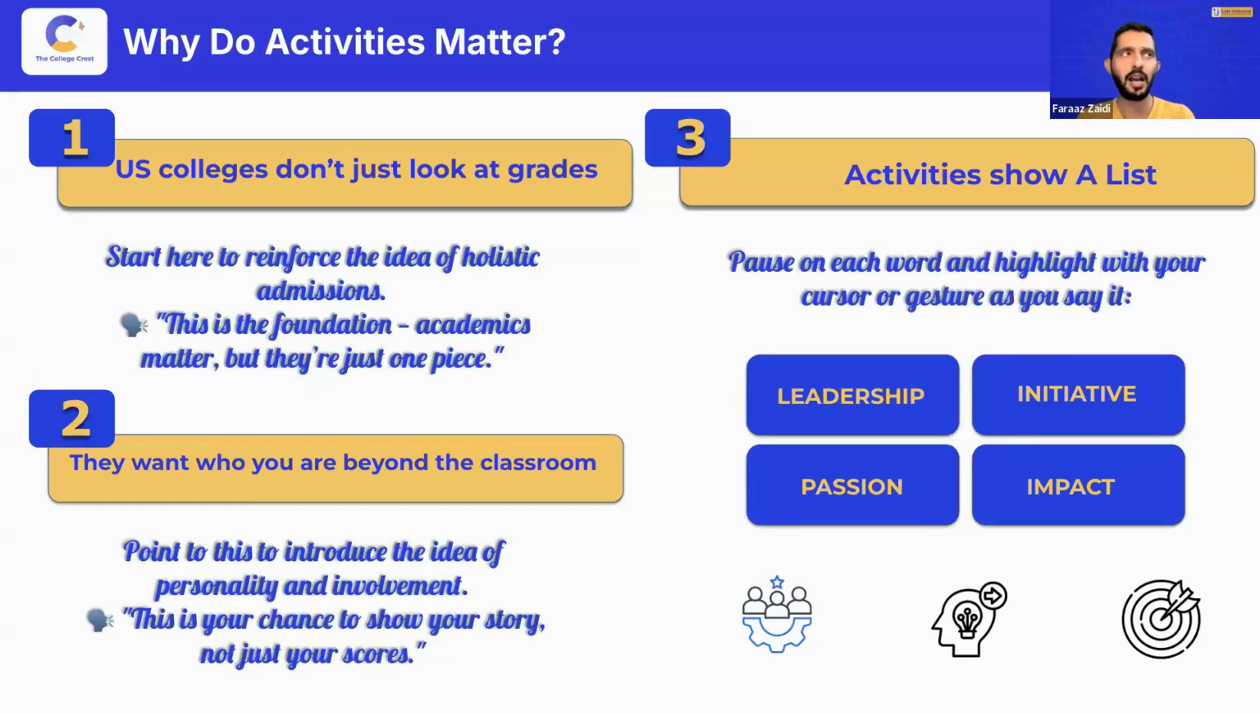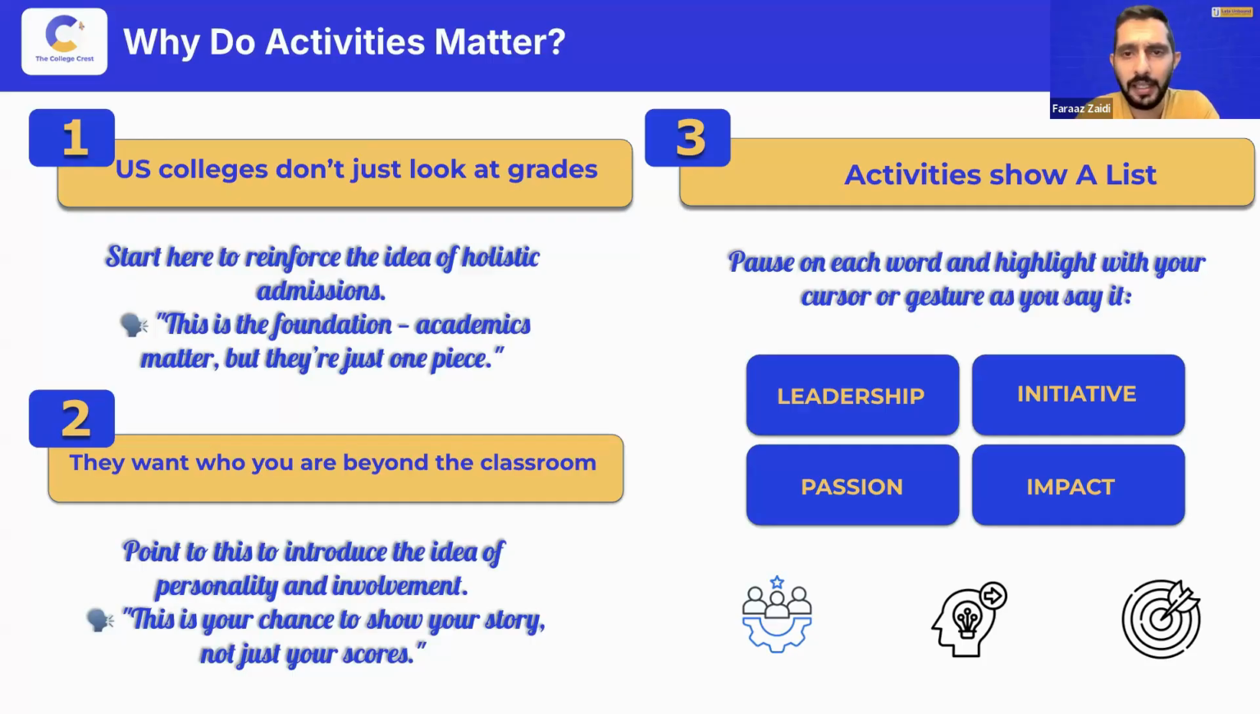So now that we have seen how these different platforms ask for your activities, from Common App's 10 entries to UC's 20 categorized ones to MIT's 4 capstone activities, let's really step back and ask the real question now. Why do these activities even matter so much?